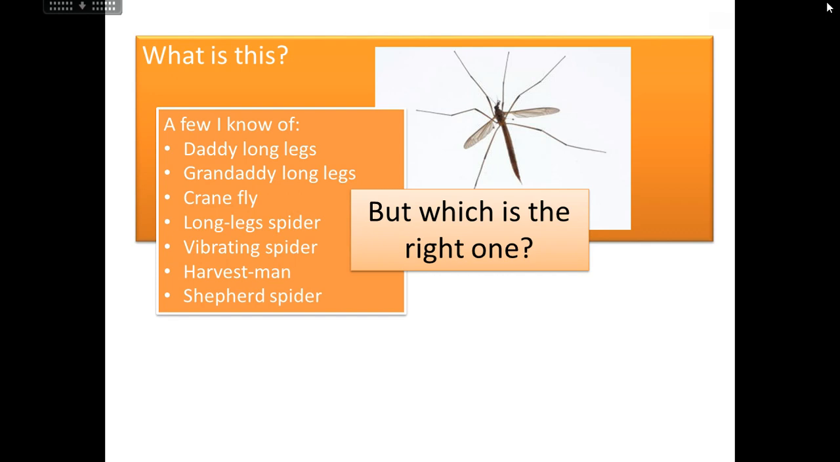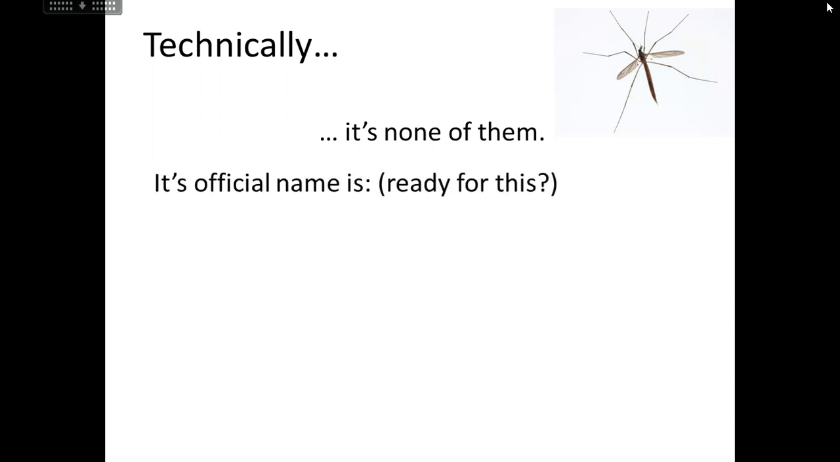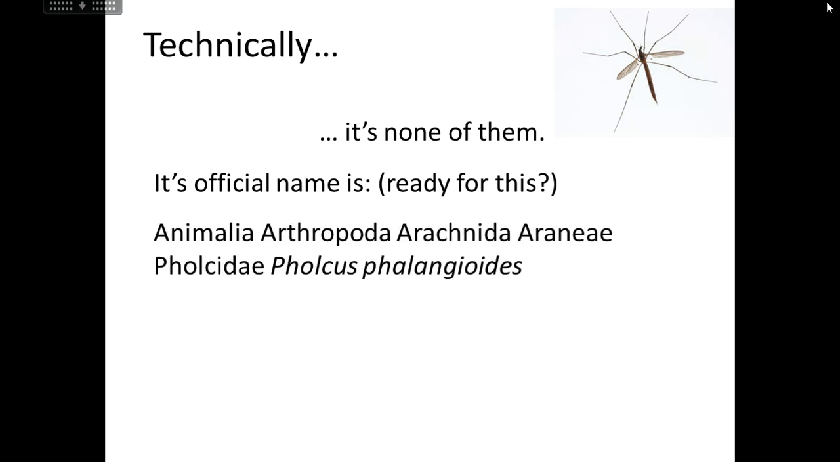Lots of you are probably thinking, oh, it's the one I thought of, obviously, but technically none of those is right, because those are all common or colloquial names that we all know this particular insect by. Its official name is, and I hope you're ready for this, and I'm not even going to try and pronounce it, this. Luckily not all of it, just this last little bit here.